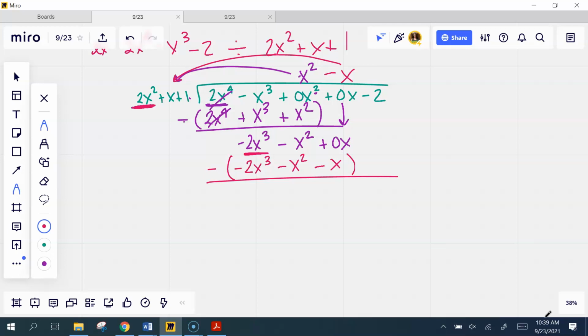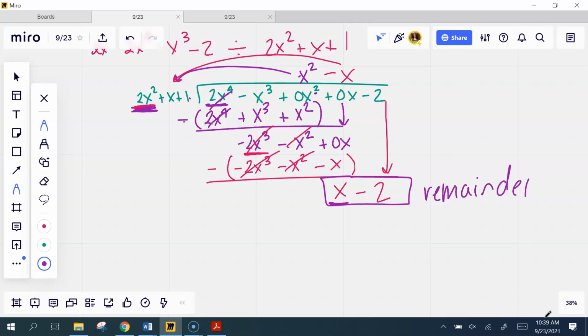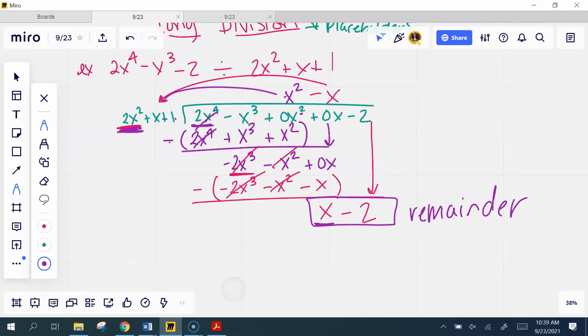Negative 2x cubed minus negative 2x cubed cancels. Negative x squared minus negative x squared cancels. 0x minus negative x. And we do the process again. But wait, I can't multiply that by anything to give me this. So what does that tell me? This is my remainder. What do I do with a remainder? I add it, and I put x minus 2 over what's on the outside.